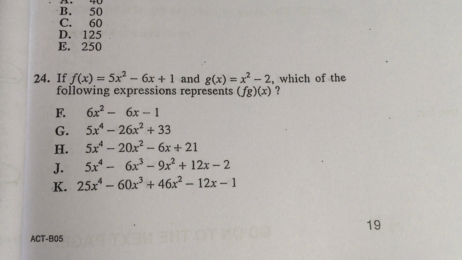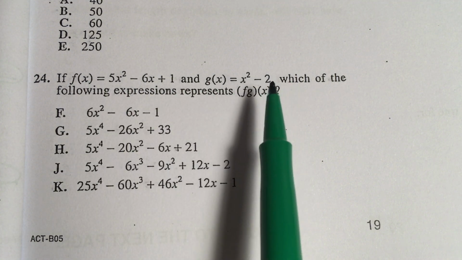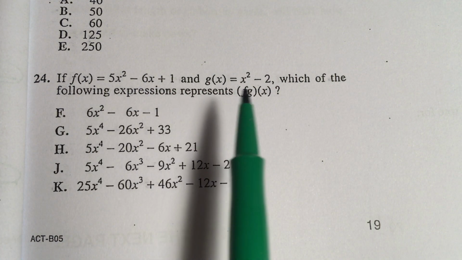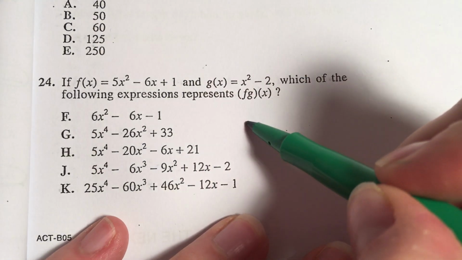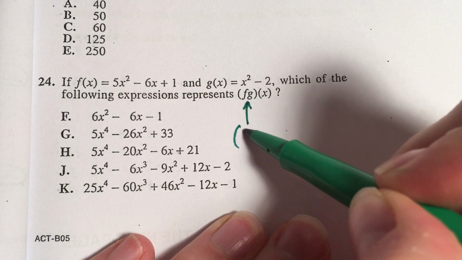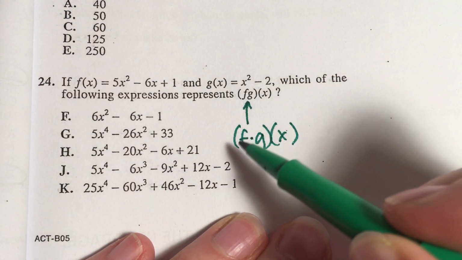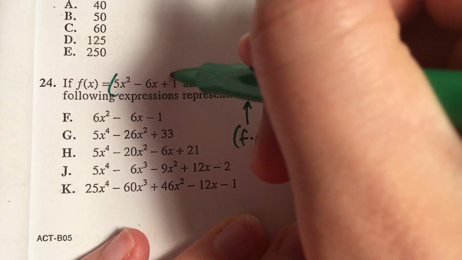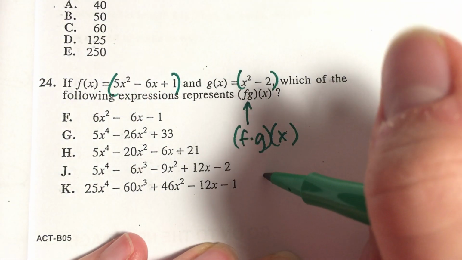All right, so this one says if f of x equals this thing and g of x equals this thing, which of the following expressions represents fg of x? So we worked on this quarter, but if this is looking unfamiliar, you can think of it like this: f times g of x. And all that really means is that we want to multiply this times this. And I know that I'm going to need the box to do that.